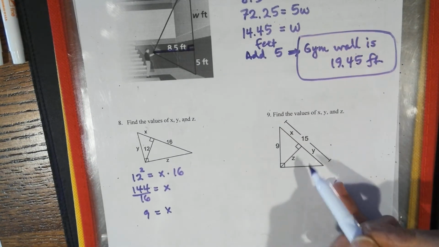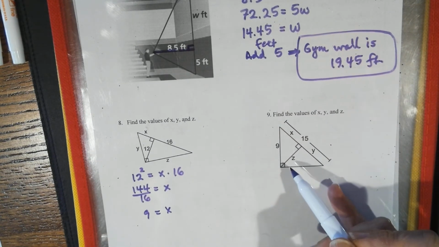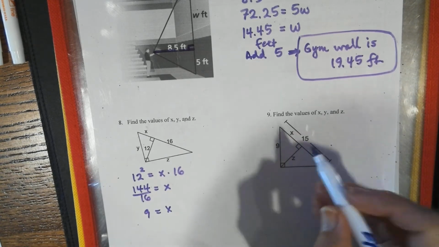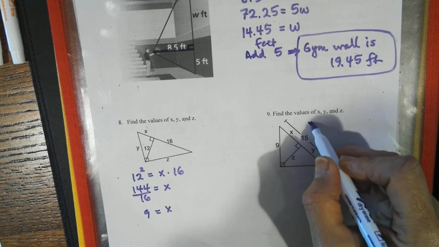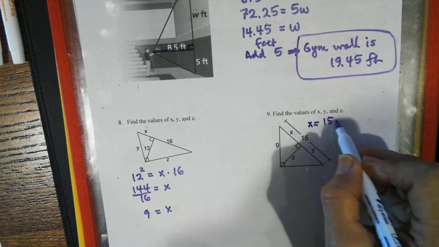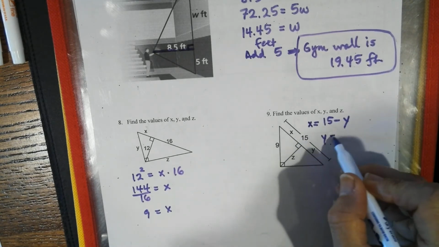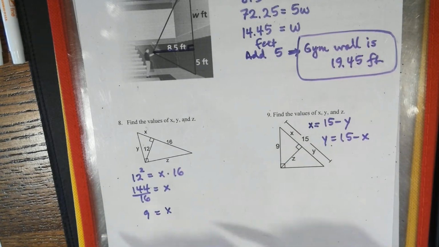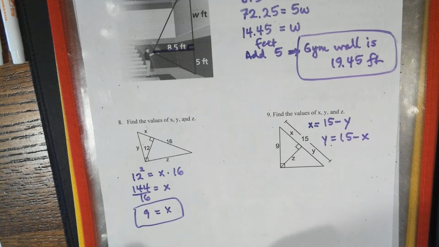And then this one, remember, if you're going to solve for stuff, you can say that x is equal to 15 minus y, or you could say that y equals 15 minus x. And these examples are actually in the other video that I made.